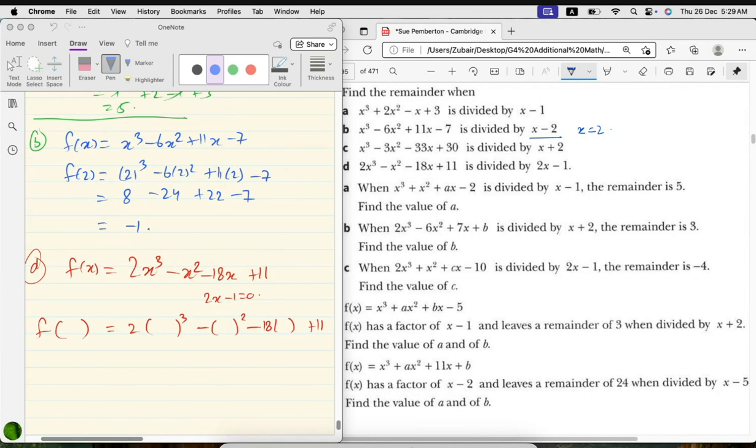Correct. x is equal to 1 by 2. Substitute 1 by 2. Get plus 2.